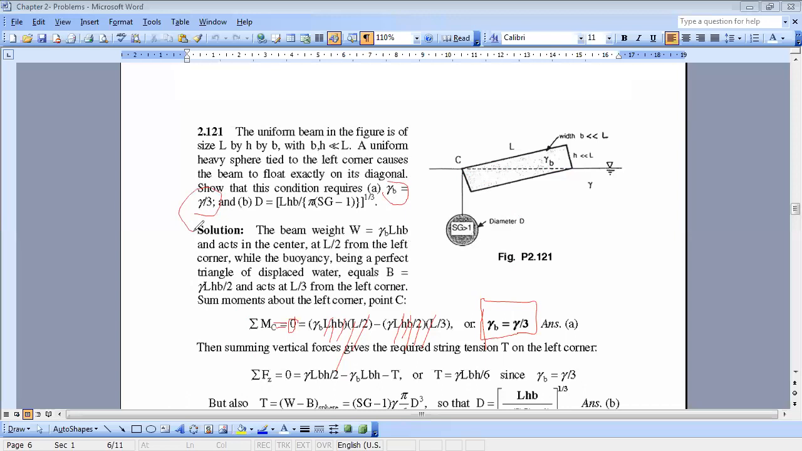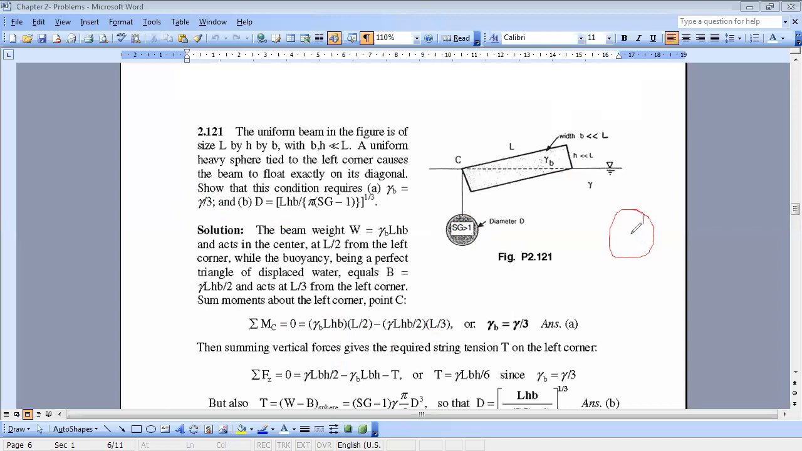Now next step, they want us to demonstrate that the diameter of the following sphere should be related to dimensions L, H, and B, and the specific gravity of the sphere by the following relation. How can we think in such questions? How to start? First, you need information about the sphere. So the first step is to take the free body diagram of the sphere.